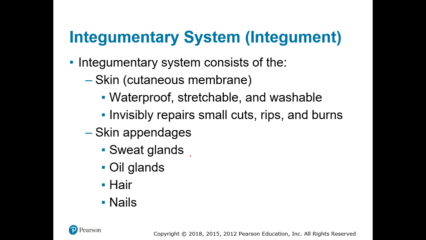All of this is very important because it leads us into what this entire chapter is going to be about, which is the integumentary system, also called the integument. The integumentary system consists of the skin, which is why we had to talk about the cutaneous membrane. If we had to describe the skin, it is waterproof, stretchable, and washable. It invisibly repairs small cuts, rips, and burns. So I can get a paper cut and my skin will repair that. I can also temporarily burn my skin, and generally that's going to be repaired as well.